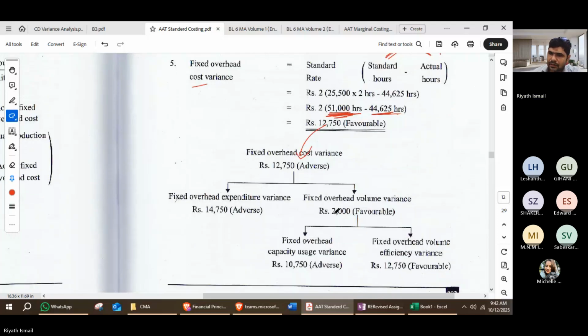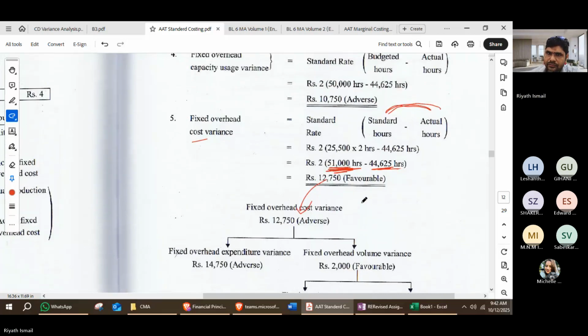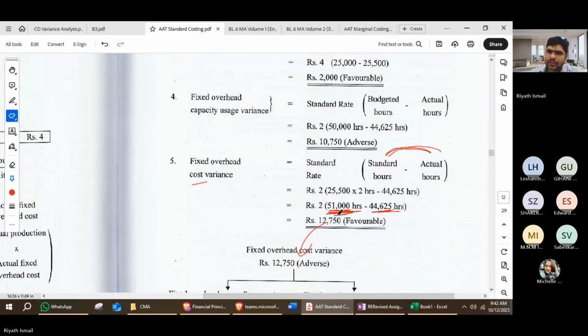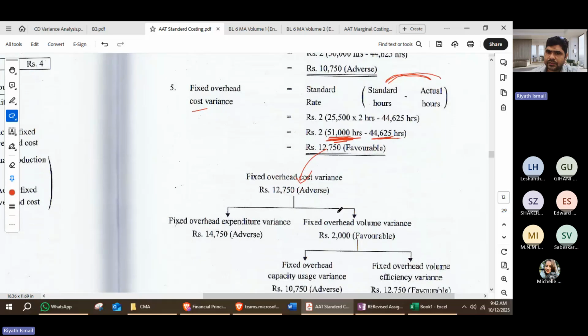See, fixed overhead volume efficiency variance. It should be fixed overhead volume. It should be efficiency variance, right? It should be efficiency, fixed overhead efficiency variance. Normally we use the same formula, no? That was actual production, actual hours, like that. Standard hours minus actual hours into standard rate.